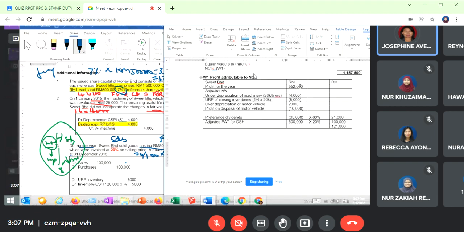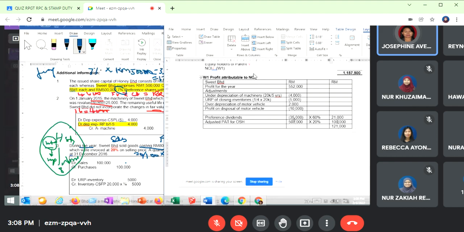So you adjust all the profit, and you must minus the preference dividend, so that you get the amount that is attributable to the ordinary shareholder. Then the ordinary shareholder has a 20% interest in the profit after tax of this subsidiary. After that, you calculate for the preference shareholder.